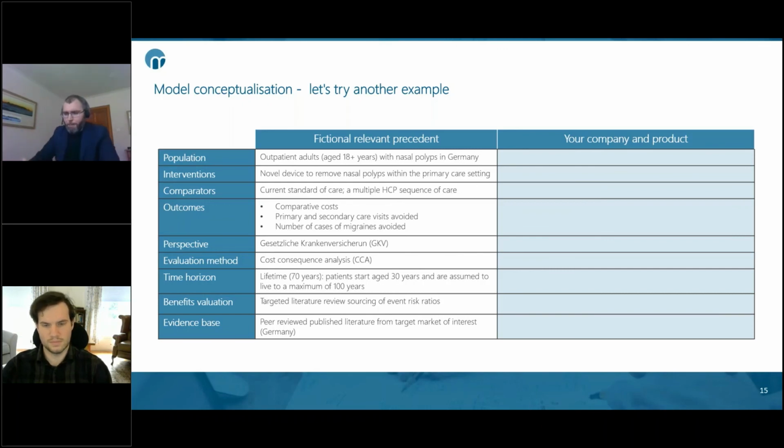And then the evidence base, almost certainly for a consequence analysis of this sort, it would be reasonable to be looking at some form of structured, targeted review of peer-reviewed published literature to gather our transition probabilities, the rate at which patients move between doctor to doctor in this case, and so forth, and also gathering our costs and our benefits, the risk of migraine and so forth, from the target market of interest, in this case, Germany.